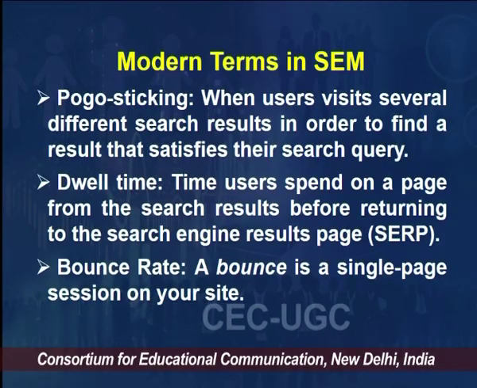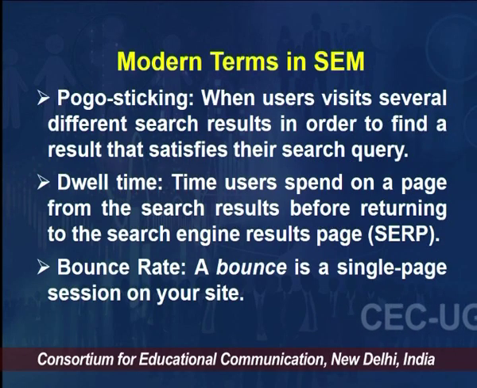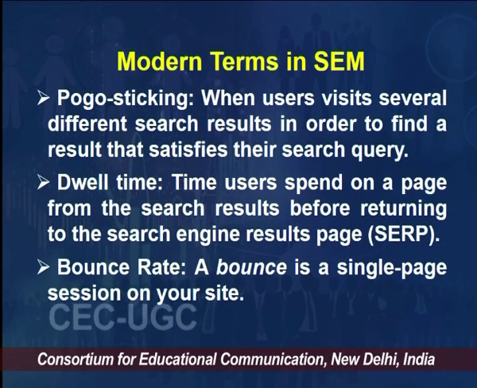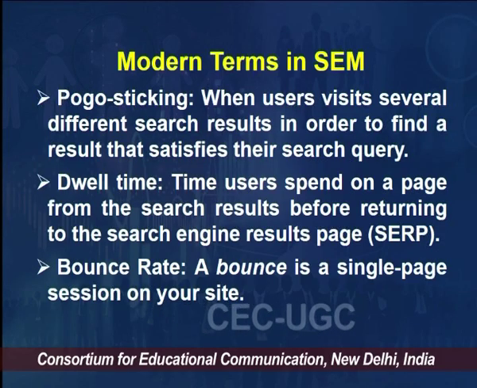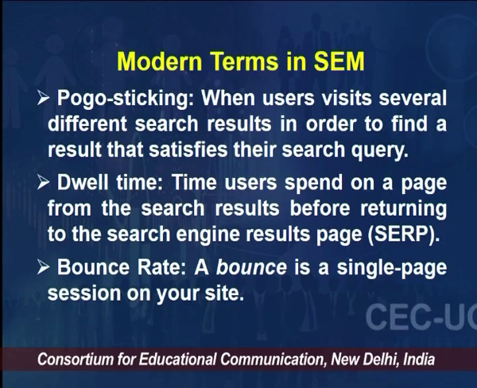Before we move ahead and understand the entire system, let me acquaint you with some of the terms that are very popularly used when we talk about search engine marketing. The first search term you must have come across is pogo sticking. Now, what is pogo sticking? This happens when the user visits several different search results in order to find a result that maximally satisfies their search query.